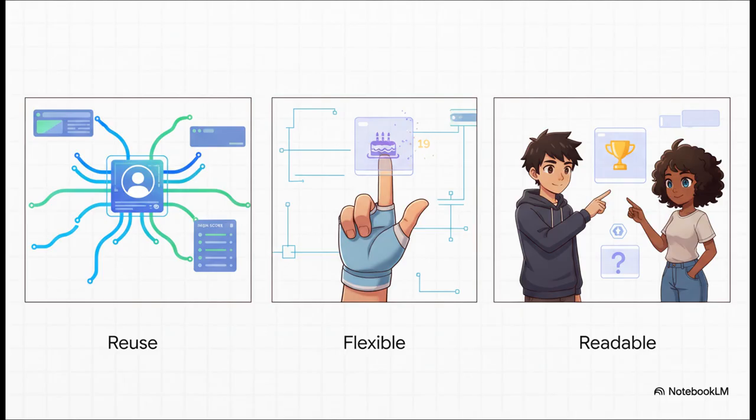First up, reuse. We can store Sarah in that name box just once, but then use it everywhere, on a welcome screen, a profile page, an email, without ever having to retype it. Second, flexibility. This is huge. Let's say Sarah has a birthday. We only have to change the value in the age box from 19 to 20. That's it. The rest of our code that uses that box just updates automatically. And finally, readability. This is so important for us humans. Seeing a box labeled user age makes way more sense than seeing a random number 19 just floating in the code. It tells us exactly what that number means.